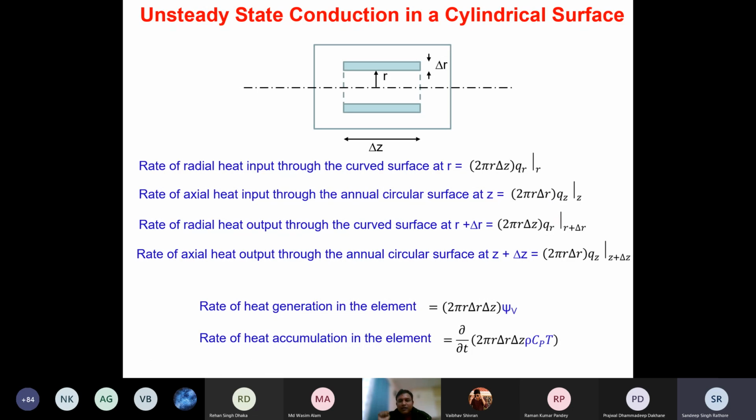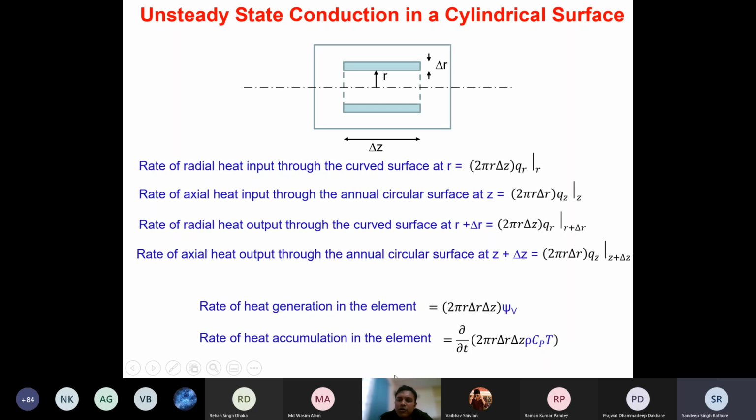Now again, a similar analysis. There is a generation term. How do we calculate the generation term? We first calculate the volume of this element, and then multiply by the volumetric rate of heat generation. In this case the volume is 2 pi r delta z, that is the volume of this cylindrical shell we have assumed, multiplied by the volumetric rate of heat generation psi v, which gives the total rate of heat generation in the element.